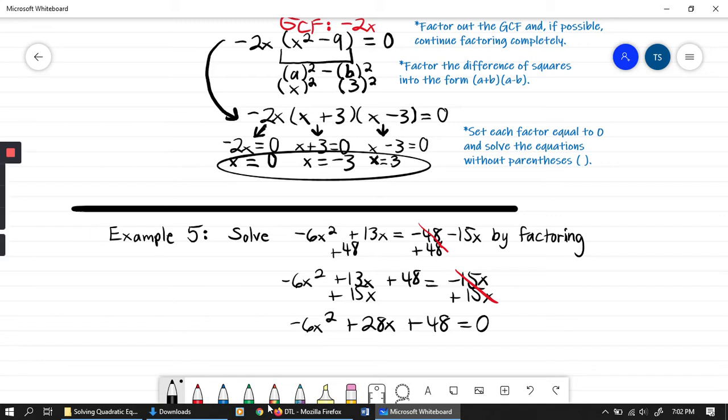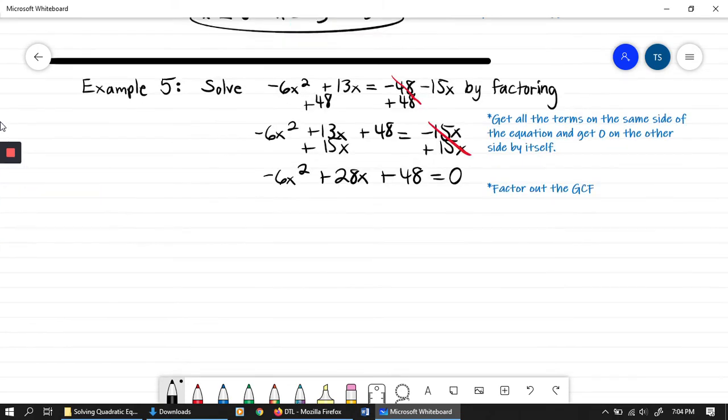Remember that the first thing you want to check once you've got the equation set equal to 0 is to see if you can actually factor out any GCFs. So when we look at these three terms here, what they do have in common is a 2. All three of them have a 2 in common as a factor. And I'm going to factor out negative 2. That way, when I factor out negative 2, I'm going to have a positive leading term left over.